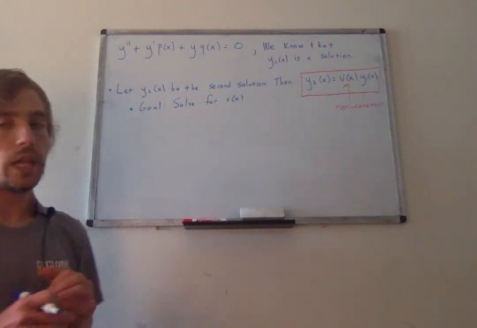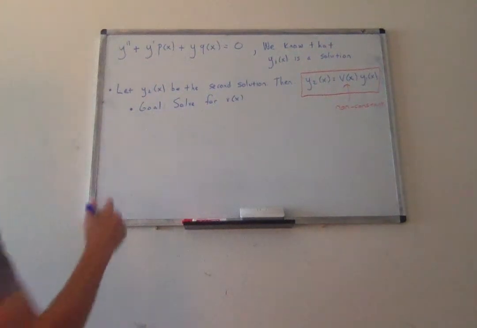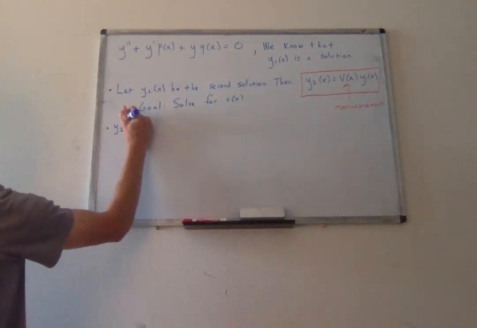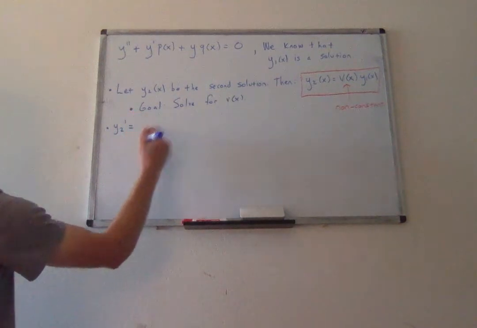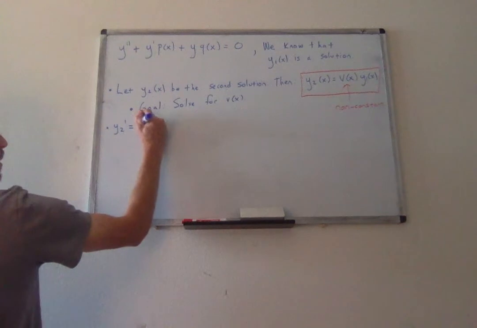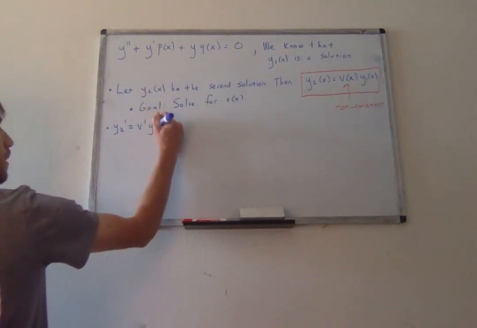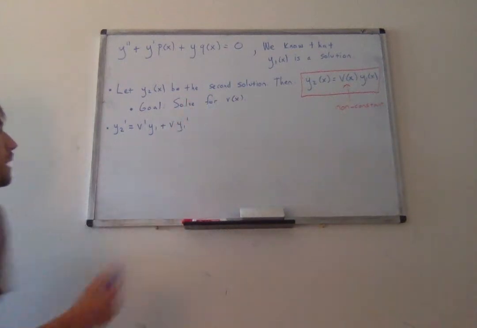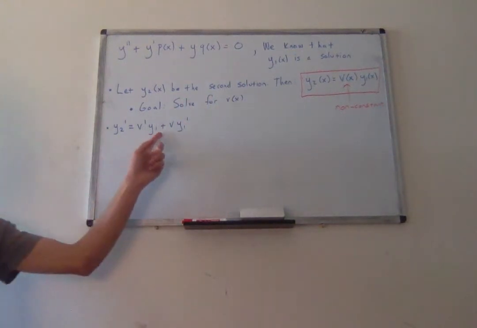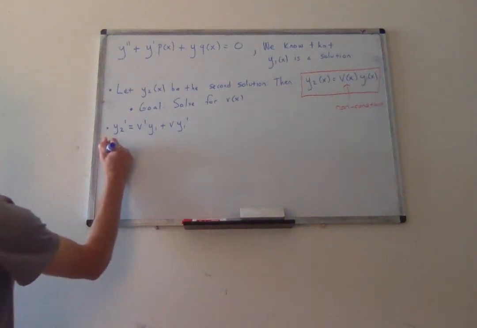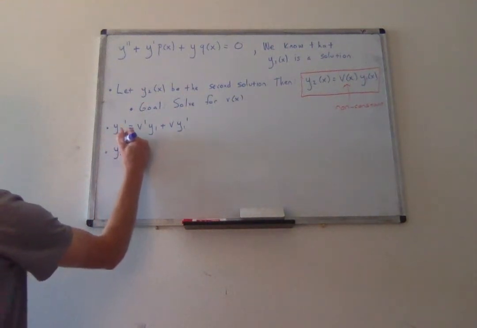So how can we do that? Well, if we differentiate this equation here, by the product rule, the first derivative would be v prime y1 plus v y1 prime. Now do the second derivative.